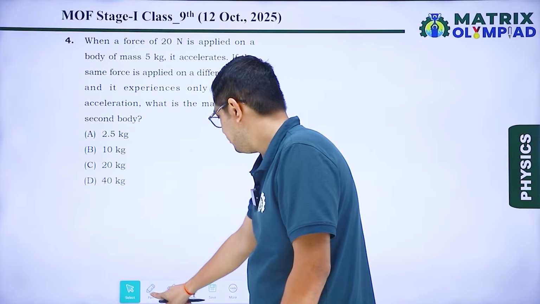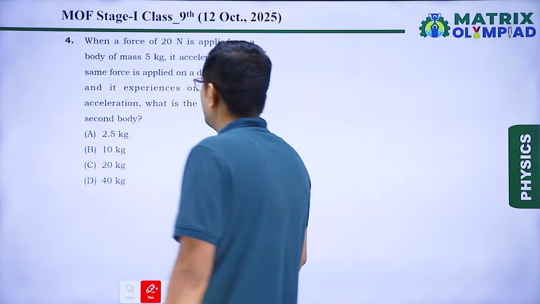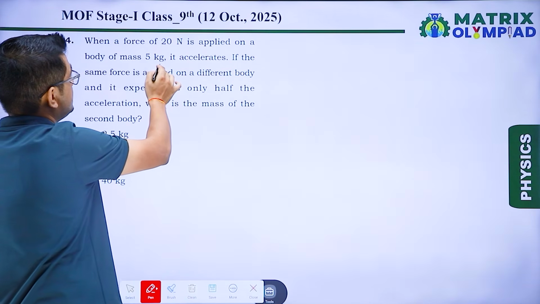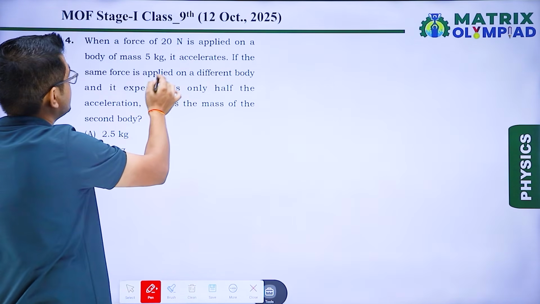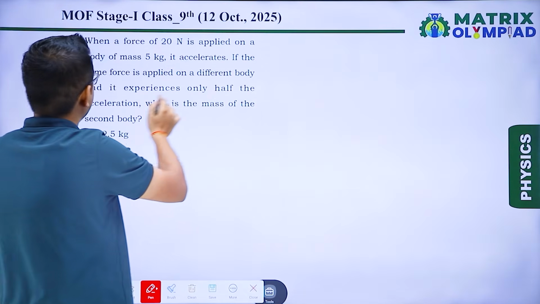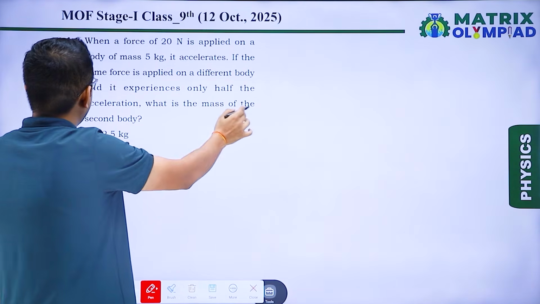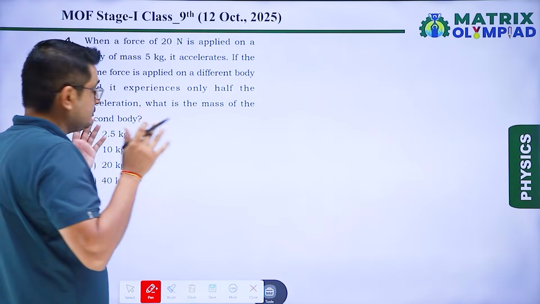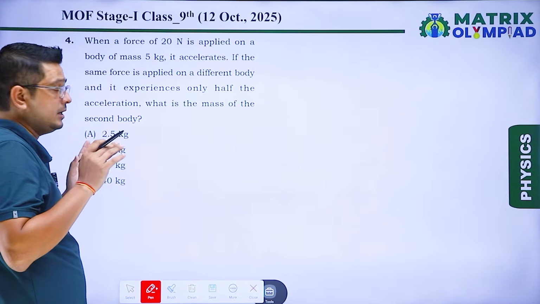Next question number 4. When a force of 20 Newton is applied on a body of mass 5 kg, it accelerates. If the same force is applied on a different body and it experiences only half the acceleration, what is the mass of second body? So there are two masses, but the force applied is same, and acceleration is different.